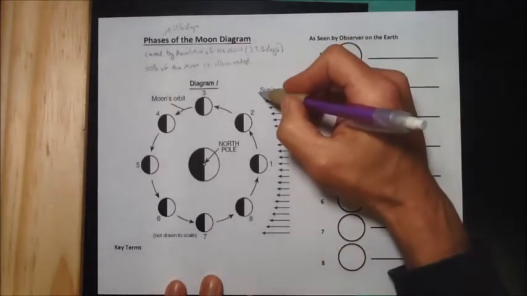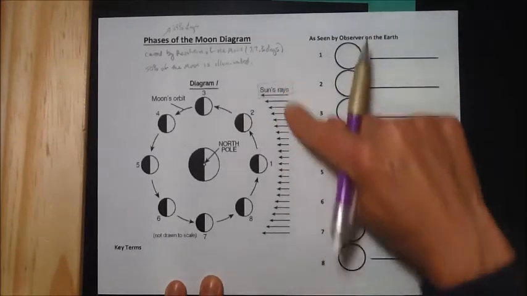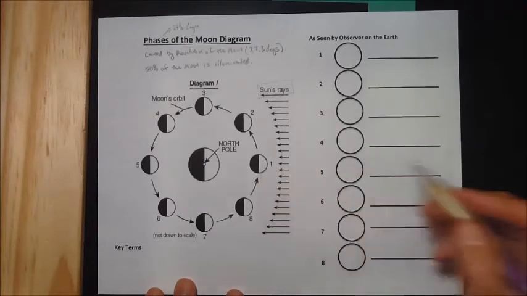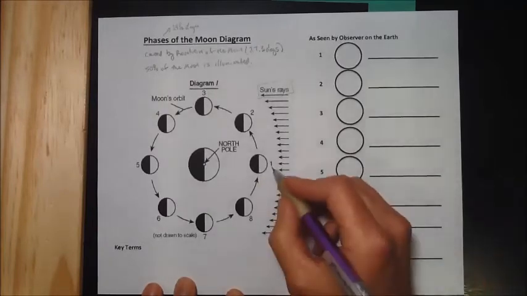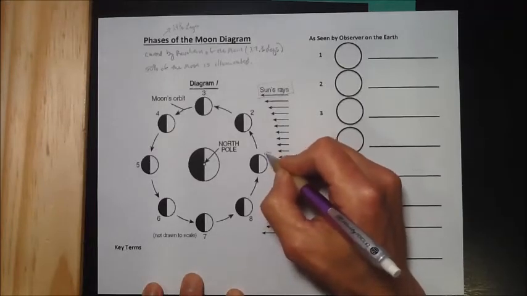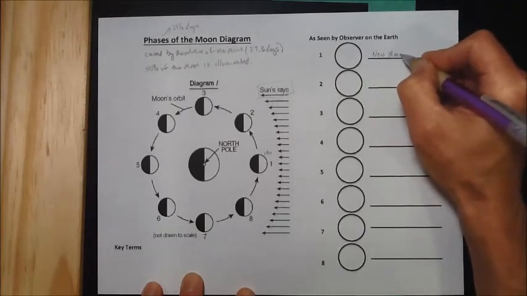Now, I always think it's a good idea to locate the sun's rays. If they don't draw in the sun's rays coming from one side, you can tell which side the sun's rays are coming from based on which side of the moon and which side of the Earth is lit. Now, the easiest phase to start with is always the new moon, and the new moon is going to be nearest the sun's rays. So this point, position 1, is going to be the new moon. So up here, we're going to say new moon.